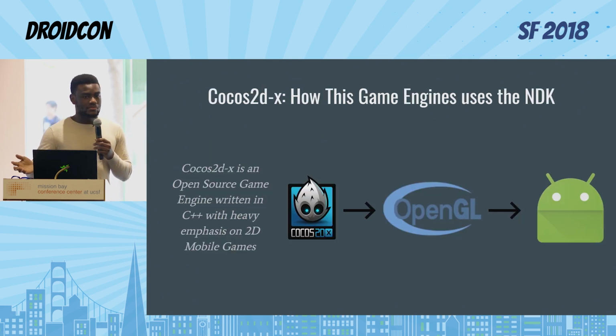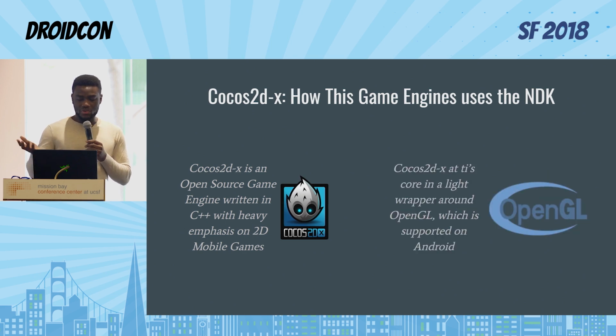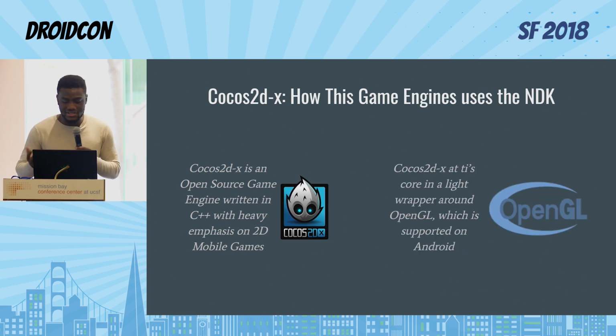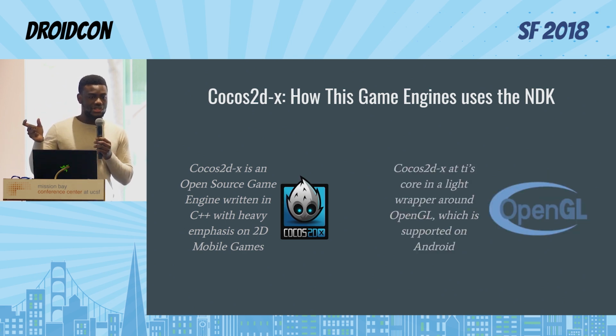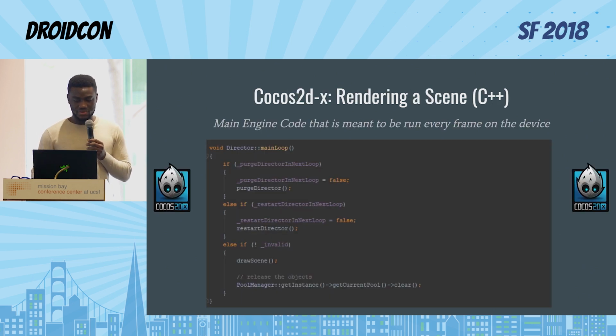Then we have game engines. And I chose Cocos2d-x as the game engine to mention here because Cocos2d-x is written fully in C++, and it's completely open source. I've actually contributed to some of it for Android. And what Cocos2d-x really is, it's just a light wrapper around OpenGL. And so, has anyone here used a surface view before? Okay, and so when you're using your surface view, you look here.